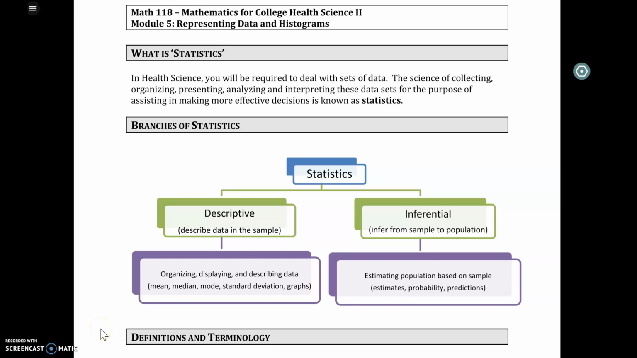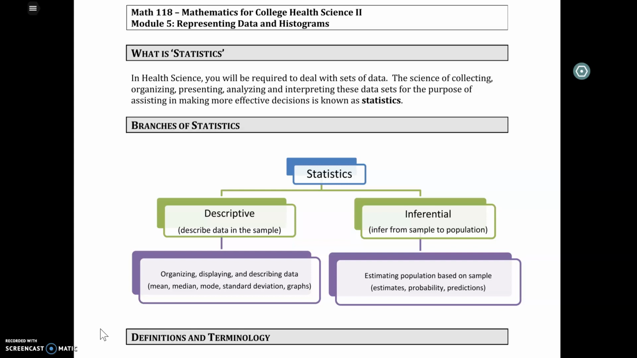Hey everyone, the start of Unit 2 is happening. We're going to be investigating statistics over the next little while, and to get started on that, Module 5, we're going to be looking at the different ways data is represented and how to visualize data effectively. So this is the first of a 4-part video series on representing data in histograms and the start of our statistics unit. So before we go too far, what is statistics?